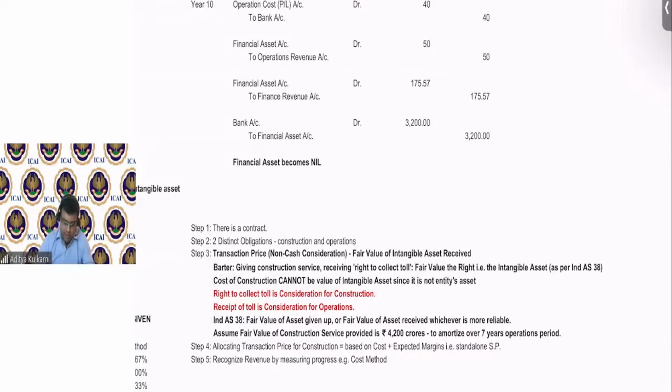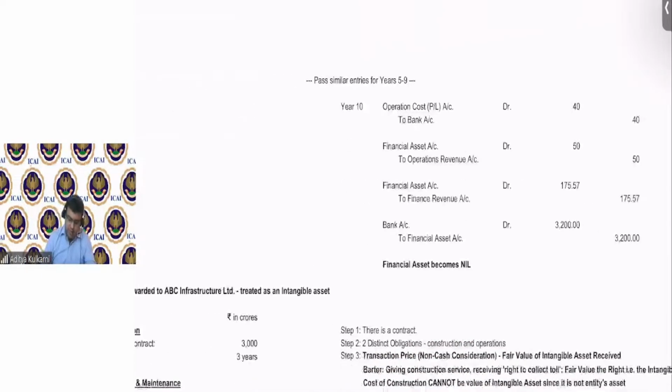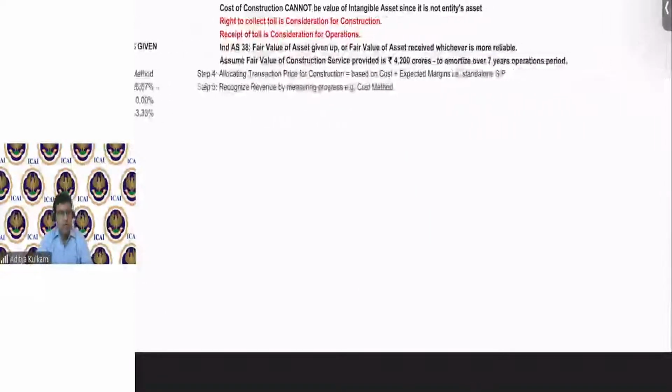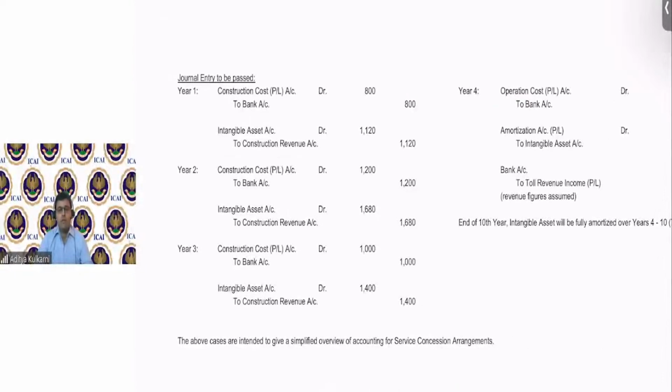Okay. So what are the journal entries that we are going to pass here? Year 1, construction to bank, straightforward. Intangible asset to construction revenue account. So now here you go on starting recognizing the intangible asset. So 1120. Then the next one is construction cost to bank for 1200 rupees, 1680. And finally 1000 for 1400.